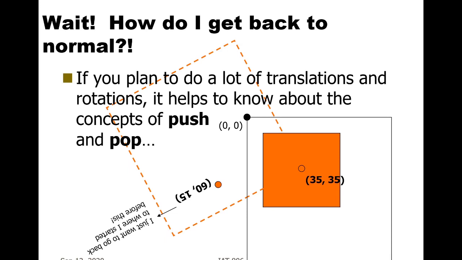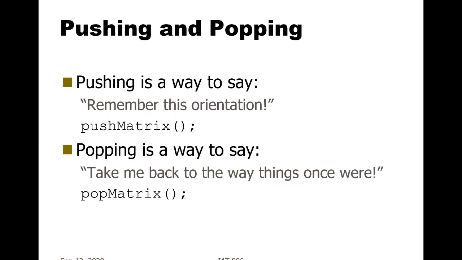The answer is, if you plan to do a lot of translations and rotations, it helps to know about the concepts of push and pop. So what is push and pop? Pushing is a way to say to the graphic system in Processing, remember this orientation. The method that you call is pushMatrix. Push means push onto a stack, and its opposite number is popMatrix, to pop off the top of the stack. I'll show an example of pushing and popping, and what that means in terms of stacks, in a second.